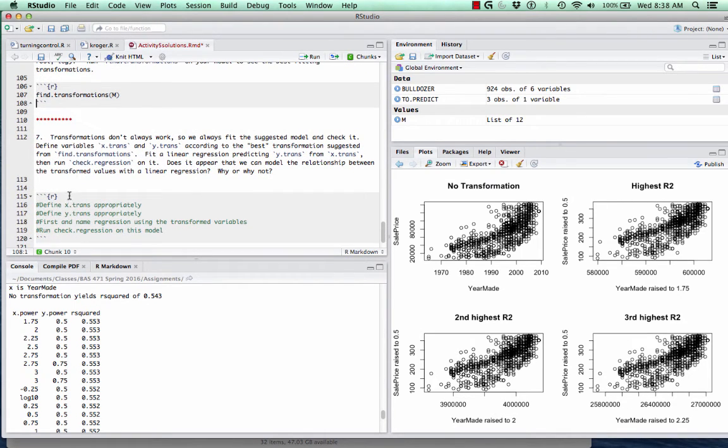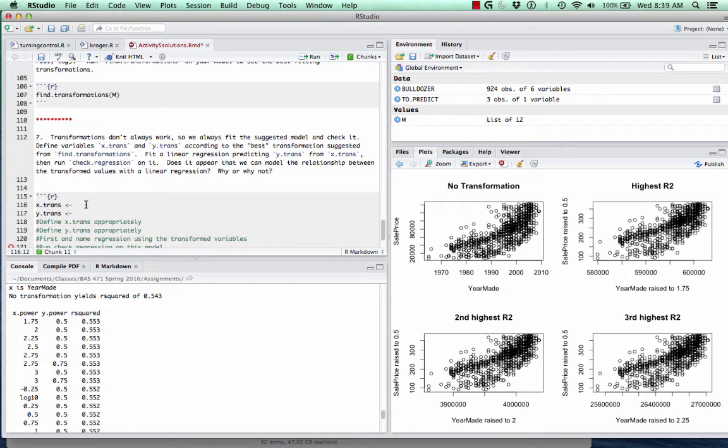So this technique doesn't always work. It doesn't always save the day here. So let's see if it works in this case. So to fit the transform model, I need to define my transformed x and y. So in this case, I'm taking my x variable and raising it to the 1.75 power.